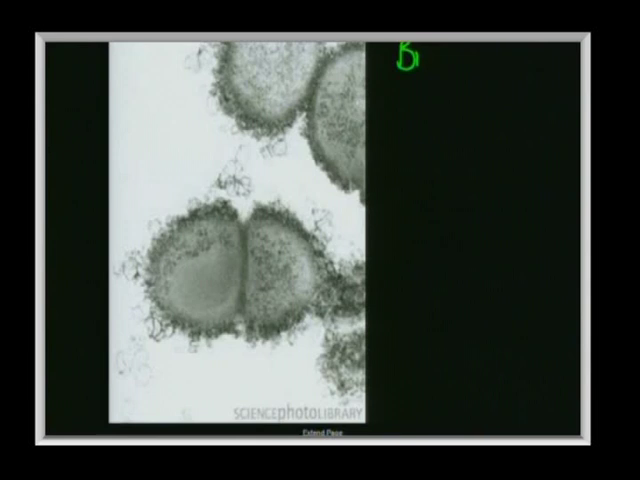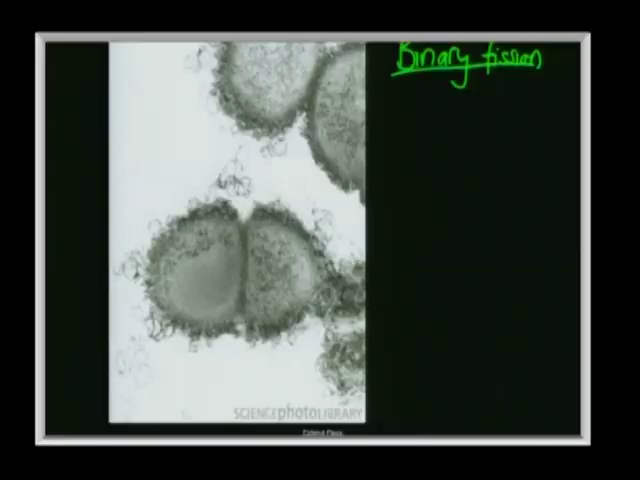Binary fission can occur every 15 minutes. So bacteria can reproduce and grow to full size within that period of time. If you look, you can see that we are dealing with the round or coccus-shaped bacteria. And here you can see this one is splitting itself in two.